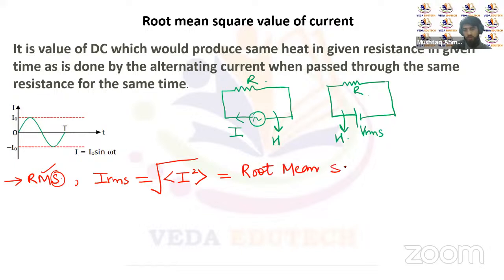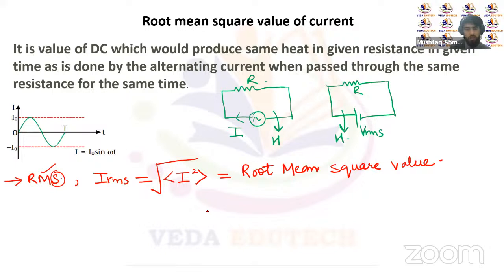Root mean square value is very important with respect to ACs. You first take the square of a function, then take the mean of that function, and once you calculate the mean, then take the root of that mean. You will get the RMS value. That's the root mean square value, correct?